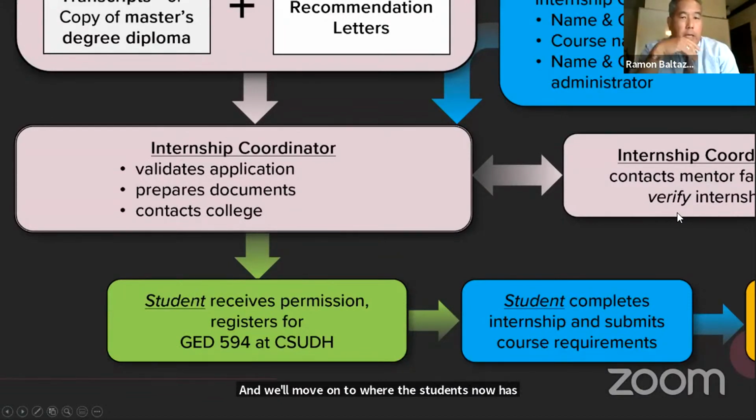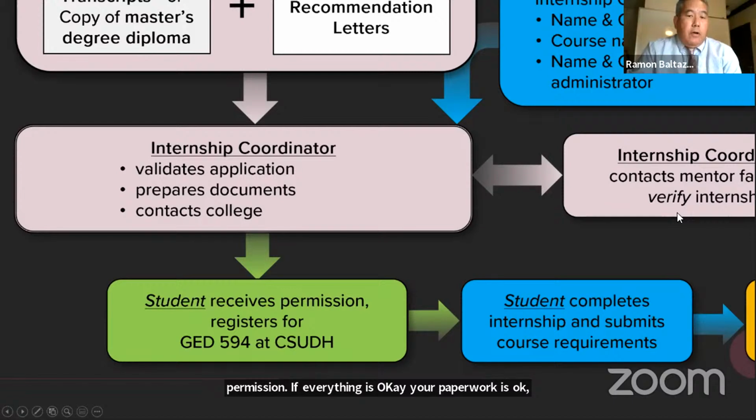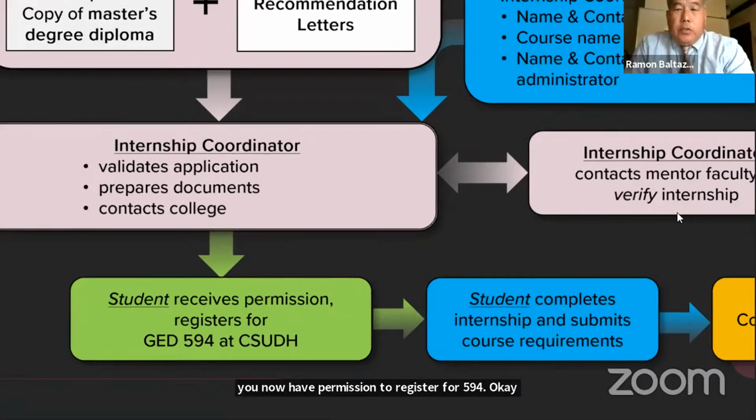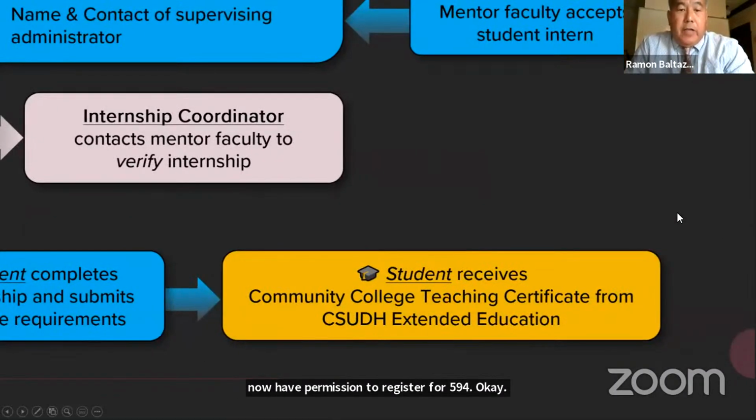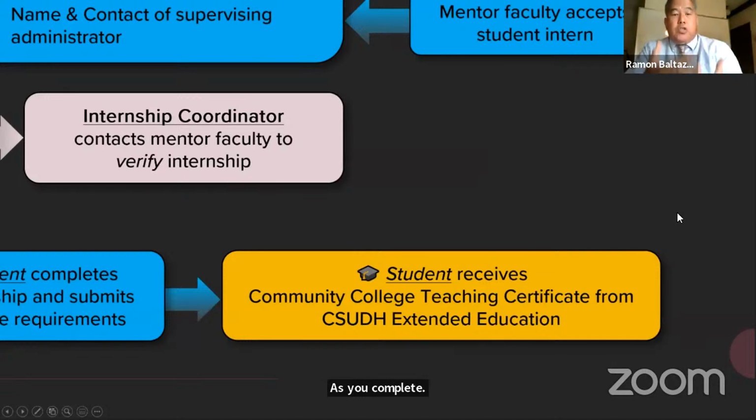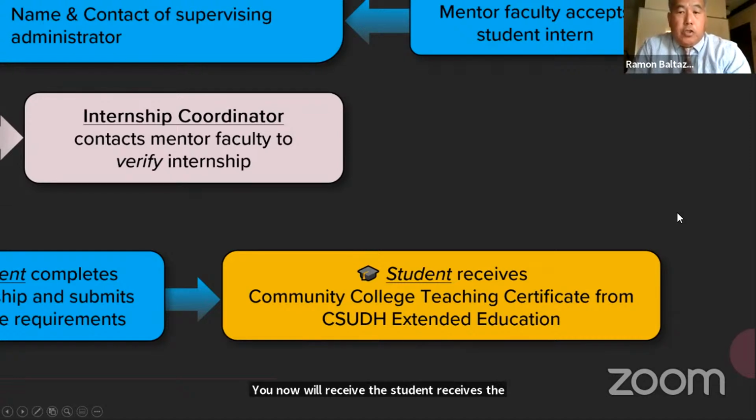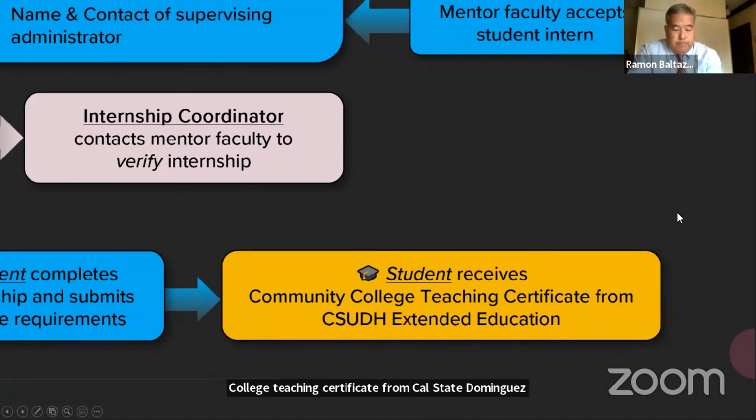If everything is okay, your paperwork is okay, you now have permission to register for 594, okay? As you complete 594, you now have submissions also in that class. All your requirements are met, and this would be a process of about 45 weeks. You complete the internship, and the student receives the community college teaching certificate from Cal State Dominguez Extended Education.